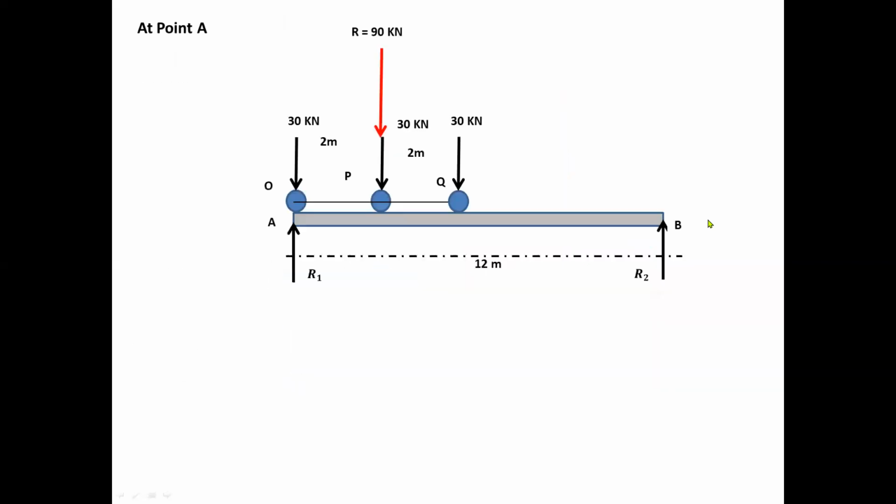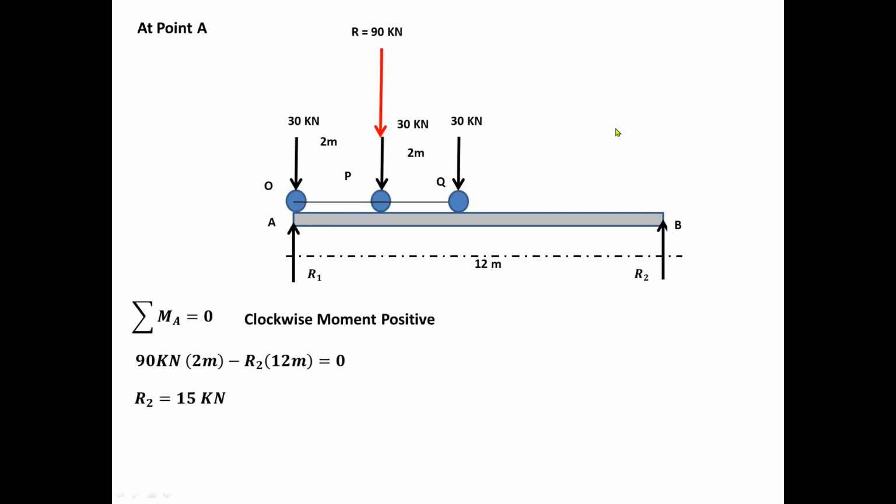The next, at point A, siyempre, ang 30 kilonewton naman ng point O ang dadalhin natin sa dulo ng left ng ating beam, ng span ng ating beam. And then, same procedure. Let us calculate for the reactions. Summation moment at A is equal to 0, clockwise moment positive. 90 kilonewton times 2 minus R sub 2 times 12 is equal to 0. Ang value ng ating R sub 2 is equal to 15 kilonewtons.